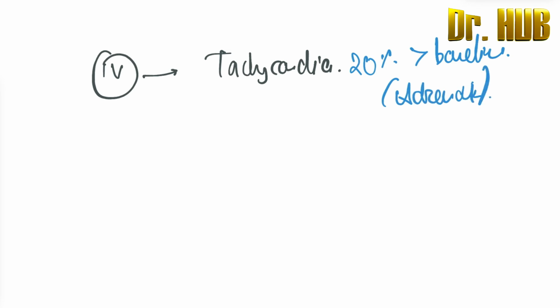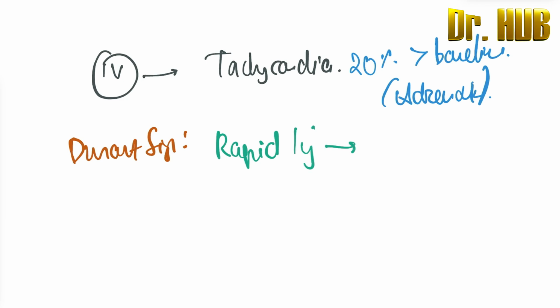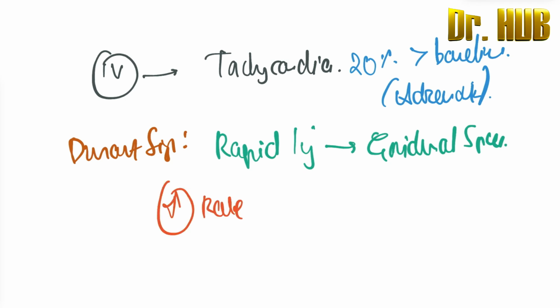Next is the Durant sign. What is the Durant sign? The Durant sign is seen with a rapid injection of the drug in the epidural space, and it causes an increase in the rate and depth of respiration.